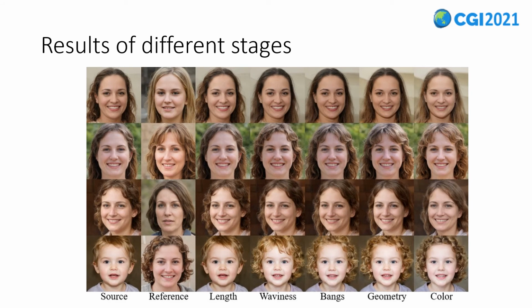For geometry and color part, the manipulation on hair attribute is local and focuses on detailed hair strands. The geometry part further fixes the hairstyle, making it more similar to reference. And the color part changes hair color.